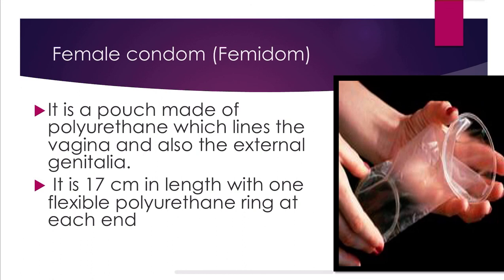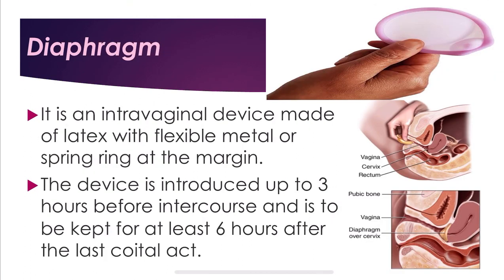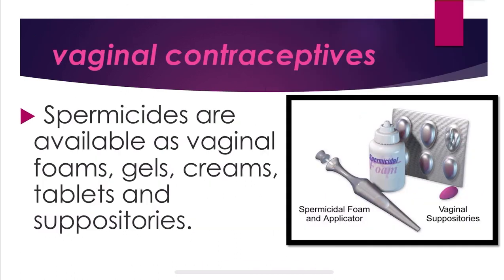Females, we saw a pouch. The Femidon is a pouch of polyurethane. It is 17 cm. It has a ring at each end. Then the diaphragm, it is an intravaginal device made up of latex. They have a metal ring or a spring ring. They have to be introduced 3 hours before intercourse and have to stay at least 6 hours after the coital act. Vaginal contraceptives, we saw there are foams, gels, creams, tablets and suppositories.